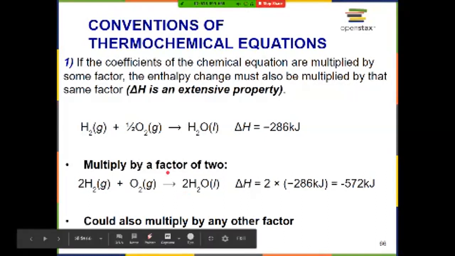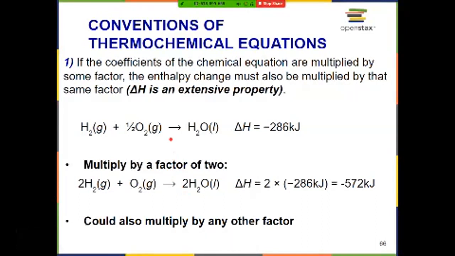Okay? So think about this like balancing a reaction, right? If I'm balancing a redox reaction to get my electron count to equal the same on each side, I have to multiply everything in a reaction. Okay? So this is what I was referring to before, right? Enthalpy is an extensive property.